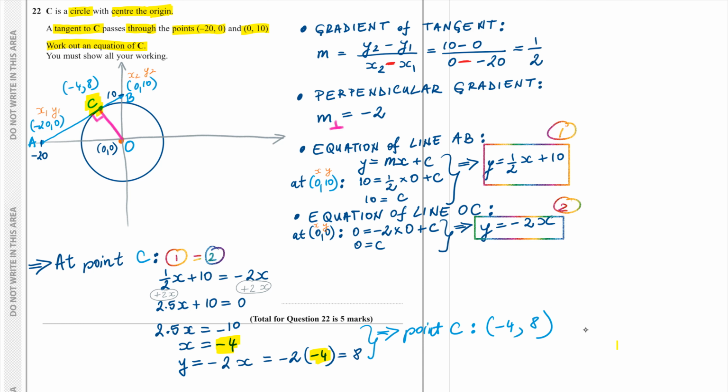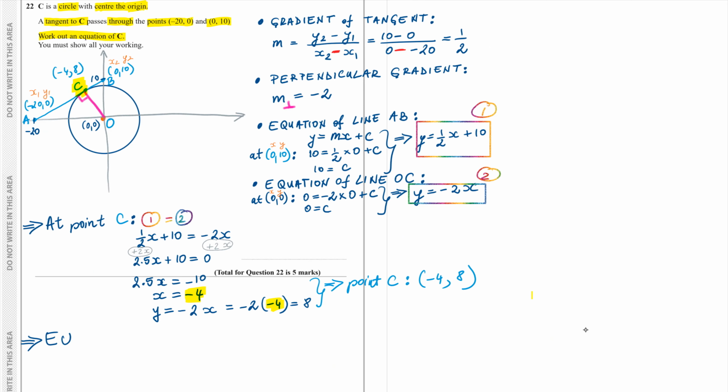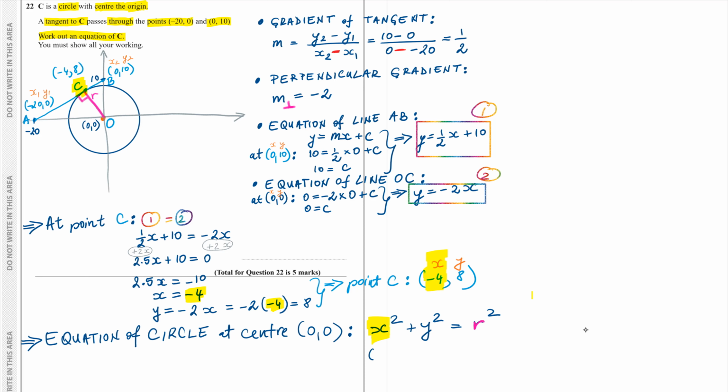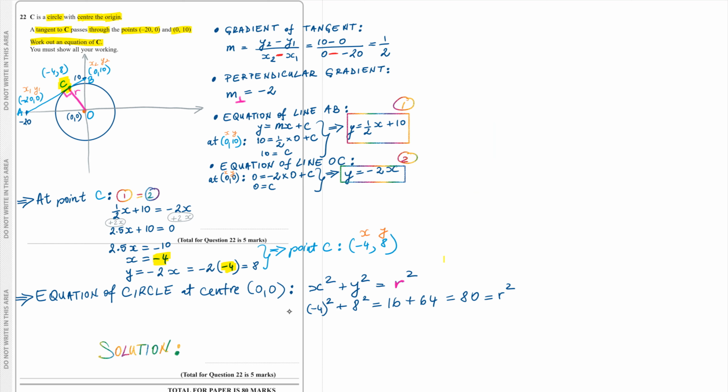If we replace this point in the equation of circle at center (0, 0), we are able to work out radius squared, and hence the equation of this circle. x squared plus y squared is equal to r squared. Replacing x and y gives us (minus 4) squared plus 8 squared equals 16 plus 64 equals 80. This is r squared. Now we can write out the final solution. The equation of circle C is x squared plus y squared equals 80.